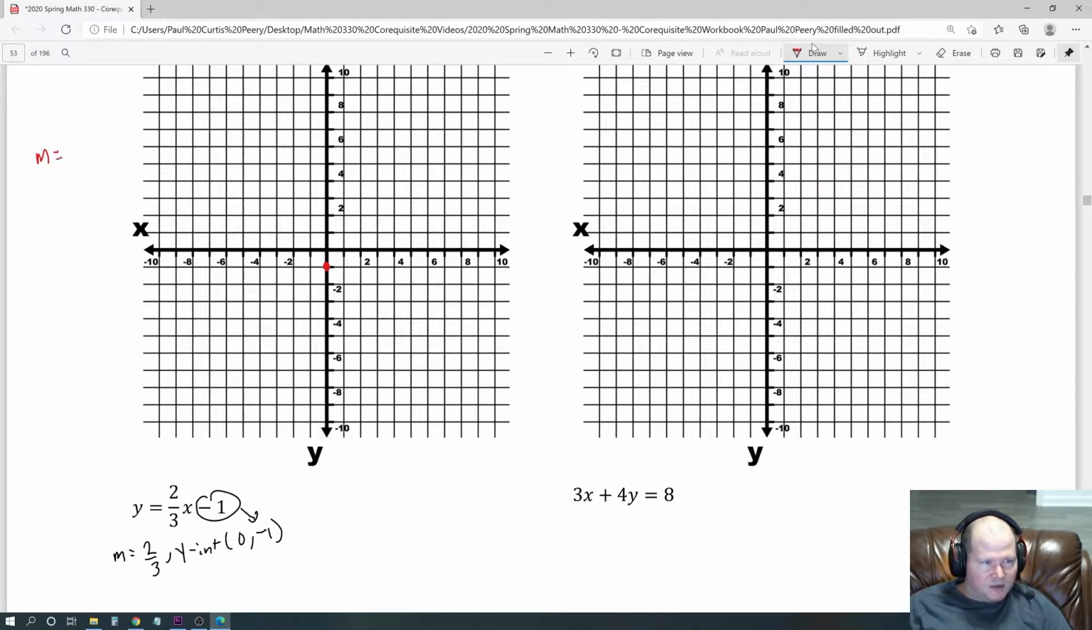And then from there, 2/3, right? That's the slope. 2/3, which means we're going to go up 2 and to the right 3. And we can even do it again if we want to. Up 2 over to the right 3, and so on and so forth, right? So we just draw a line through all these points.